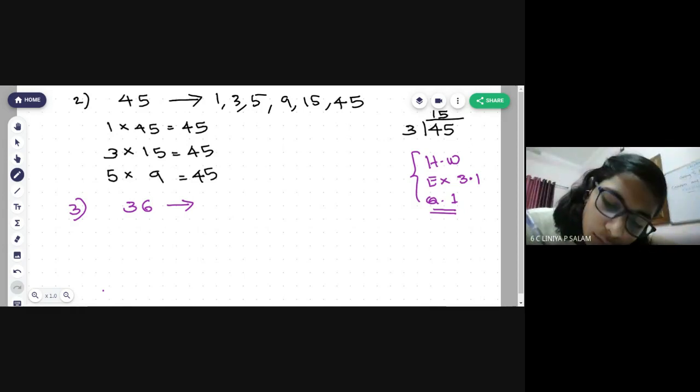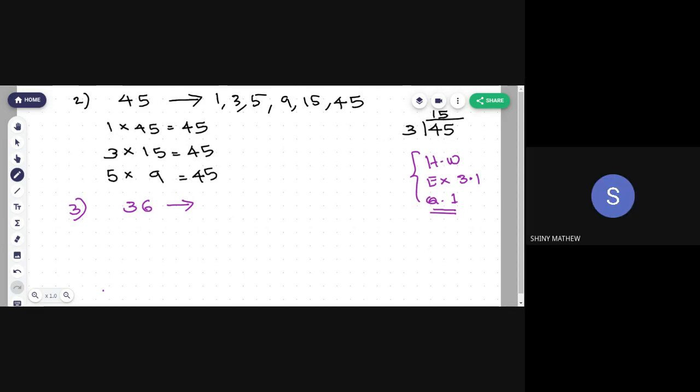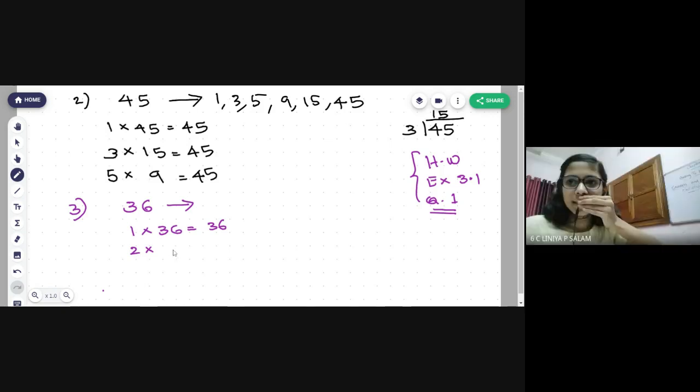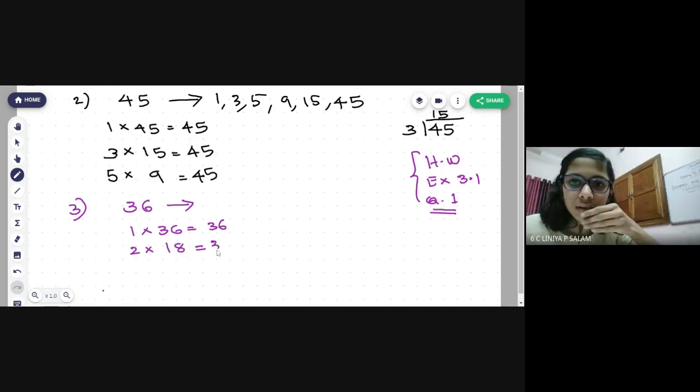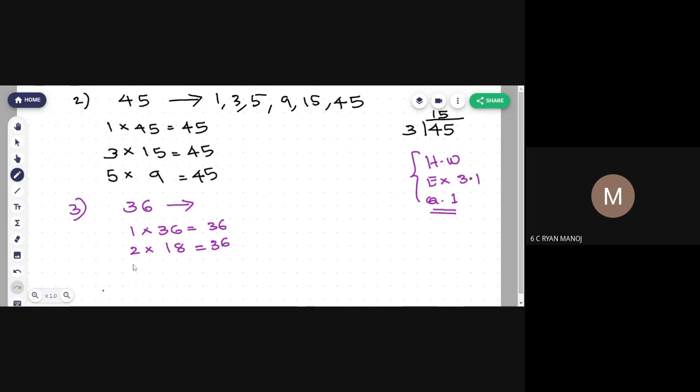Okay. Now we can find the factors of 36. So for that, 1 time 36. That is 36. Then with the 2 we can divide. How many 2s are 36? 18. Okay, 2 18s, that is 36.